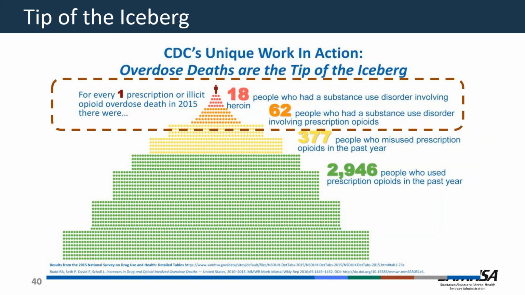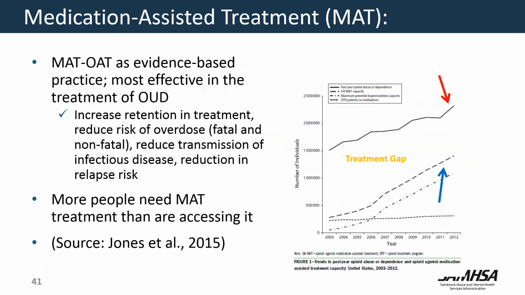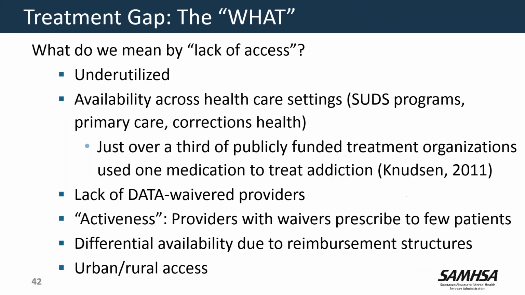Setting the stage, we often hear commonly cited statistics around overdose deaths, but the CDC points out that for every one fatal overdose, there are another 80 people who could be getting treatment for an opioid use disorder. And we're in agreement that MAT is evidence-based and the most effective for treating opioid use disorder. We also know that there's a gap in people accessing treatment, both for SUDS generally and MAT specifically. So nationally, there are more people with an opioid use disorder than there is capacity for medication-assisted treatment, and that's the visual treatment gap you can see highlighted here.